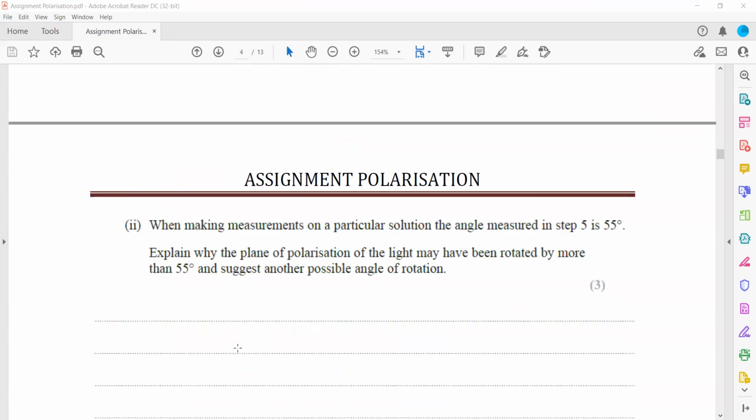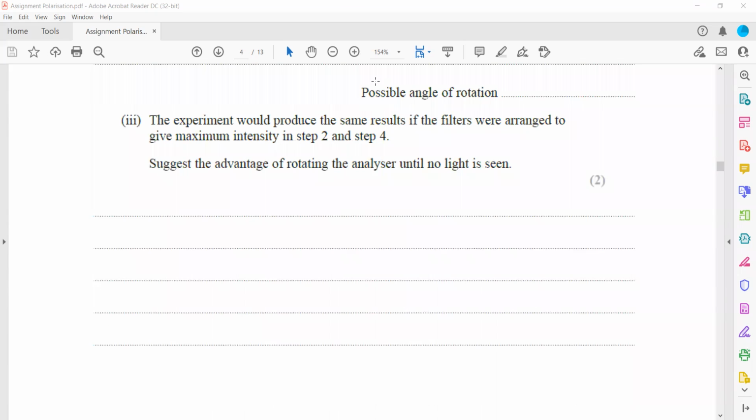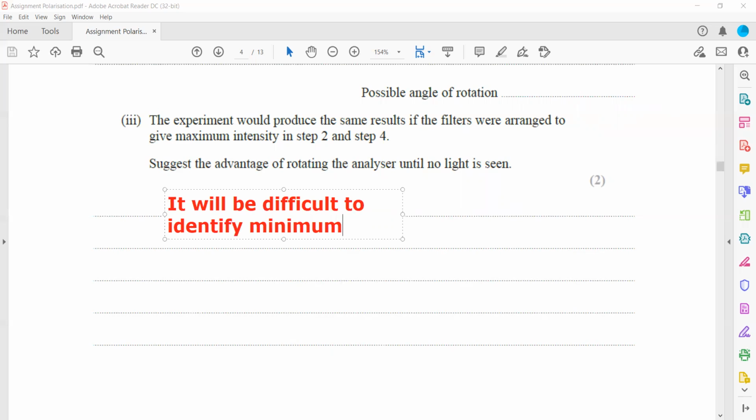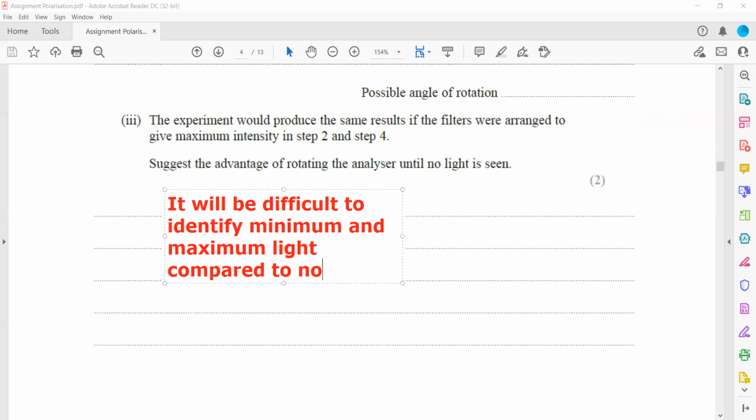So why state an advantage of rotating the analyzer until no light is there? Because it will be difficult to identify the minimum and maximum light intensity compared to no light. So there will be greater percentage uncertainty or error.